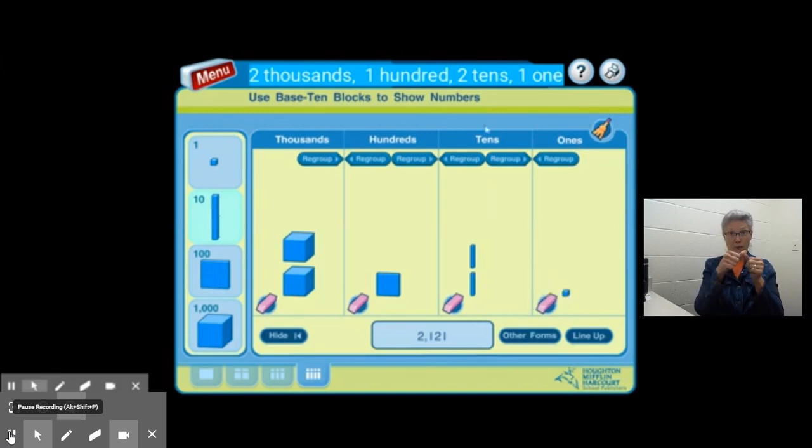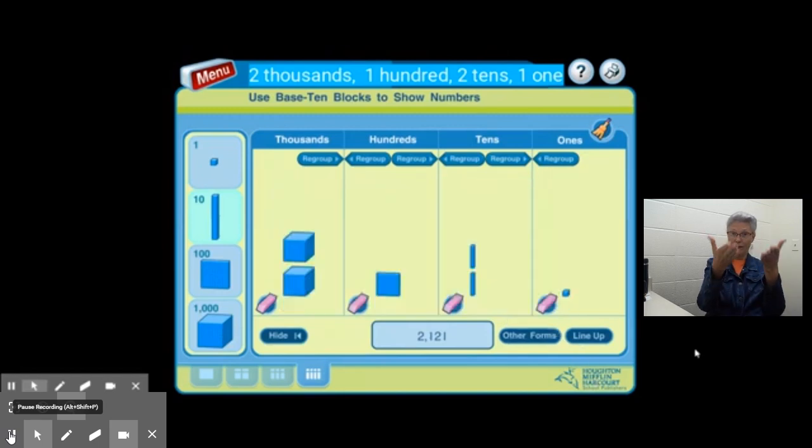Remember that each time we move to the left, the place value is getting 10 times greater. So thousands are 10 times greater than hundreds, hundreds are 10 times greater than tens, tens are 10 times greater than ones.